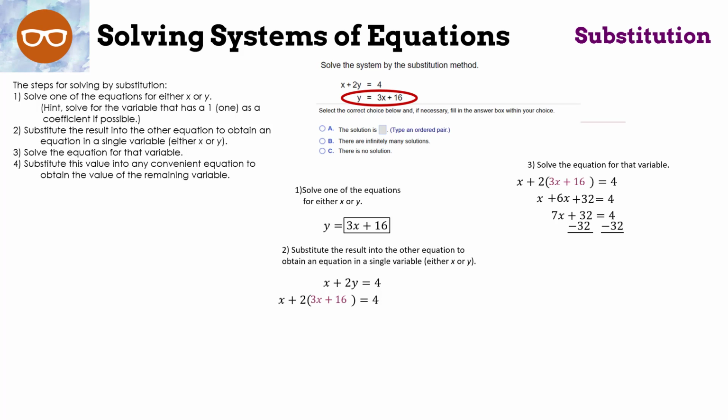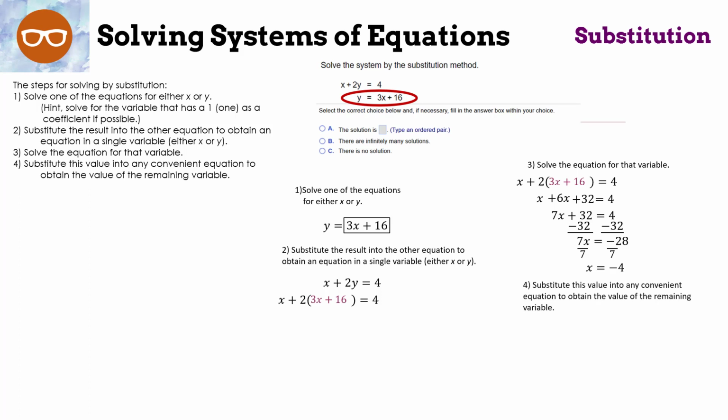I'm going to subtract 32 from both sides, and I get 7x equals negative 28. I'm still solving for x. I want x to equal something. I'm going to divide by 7 on both sides, and it turns out that x equals negative 4. Whenever I get x to equal a number, I know that my answer is going to be A. There's going to be a single solution. We found x, but now we have to find y.